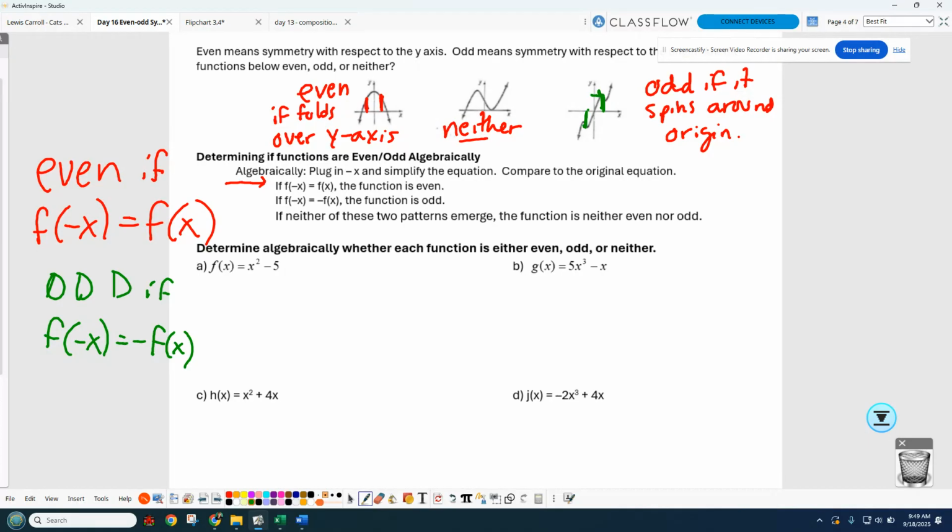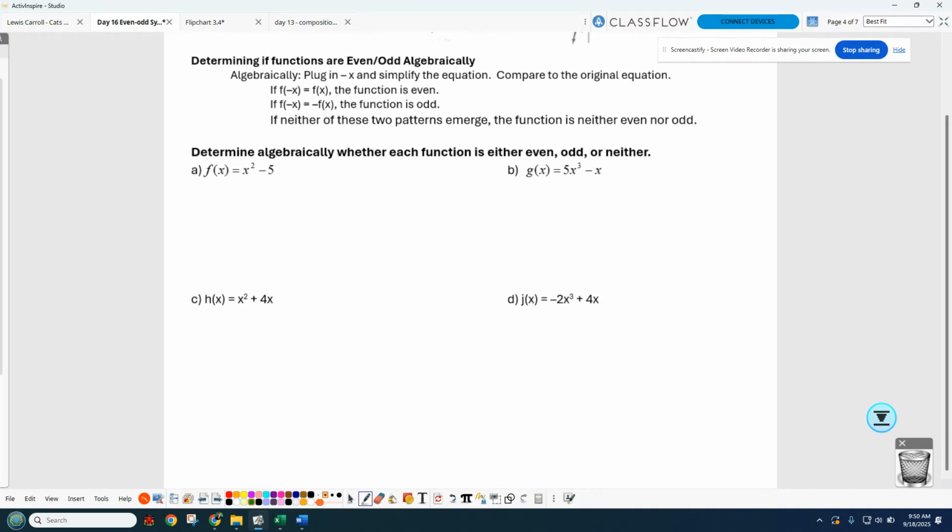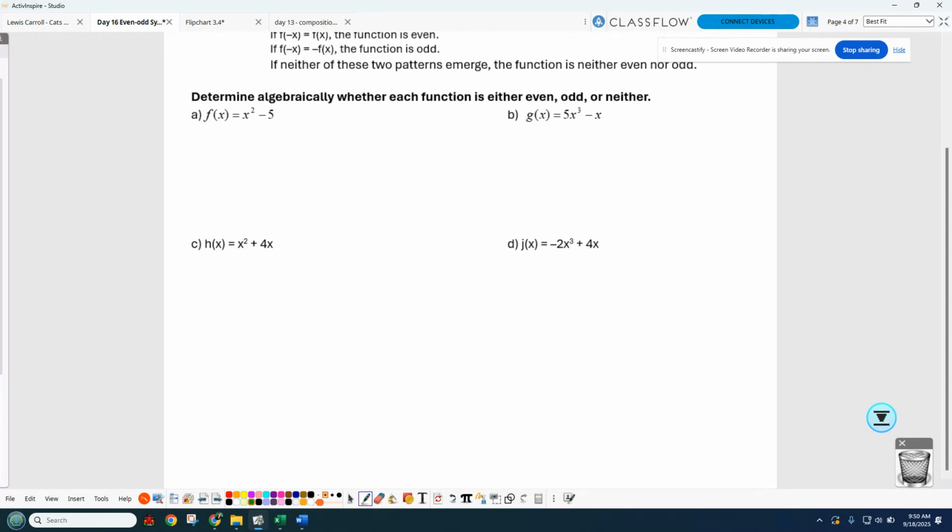Yes, Tim? Does negative f of x mean that everything in the equation is multiplied by negative 1? Okay. I'll show you exactly what I mean by this check. So on the back of the worksheet, the very first one, A, we're gonna check to see if this is even or odd. So here's the process that I wanna see. So if you guys could take that worksheet out, we're gonna do this one together.